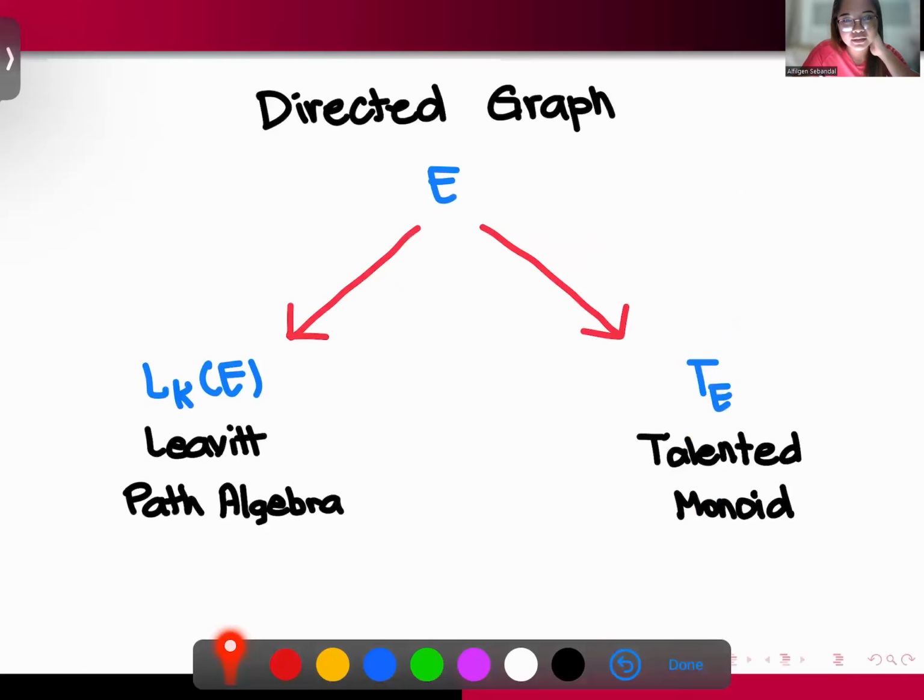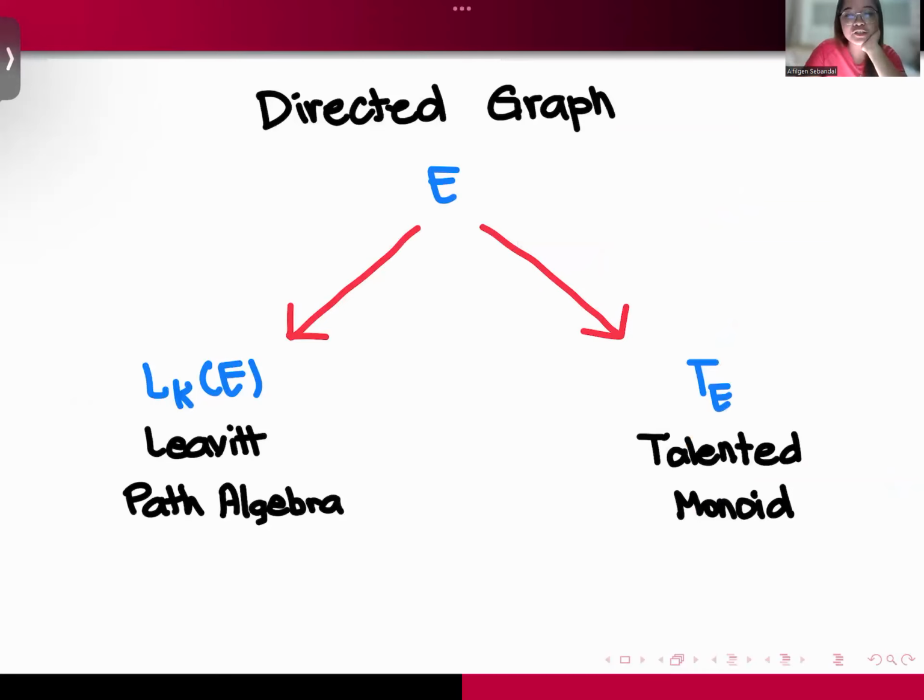All right, so the focal point of my research is on directed graphs. Basically you have vertices and edges with orientation, and there are two algebraic entities that you can obtain from a directed graph. One is called the Leavitt path algebra and the other is called the talented monoid. One might wonder why it's called talented monoid. Is it really talented? And if yes, then what are the talents of this monoid?